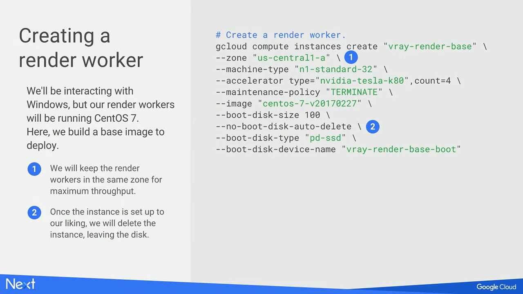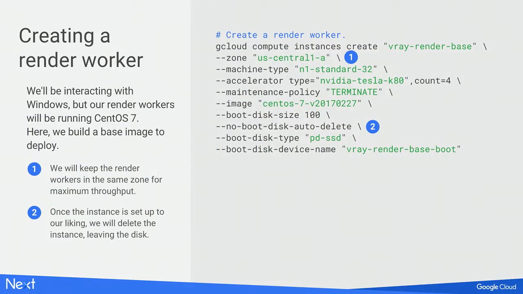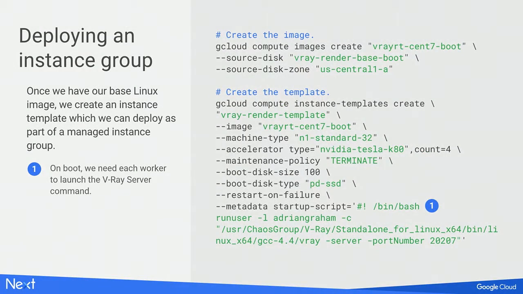Then we want to create a render worker, but we want to create the perfect instance that we will then replicate in a managed instance group. So the 2 important points here are 1, they're in the same zone for maximum throughput. And 2, we don't delete the boot disk when the machine goes away, and I'll show you why that is. So you set this machine up perfectly with all the software, the hooks, and the licensing that you need, and then you take it down and you save the disk, and you turn it into an image, which gets turned into a template. The template gets deployed across your managed instance groups.